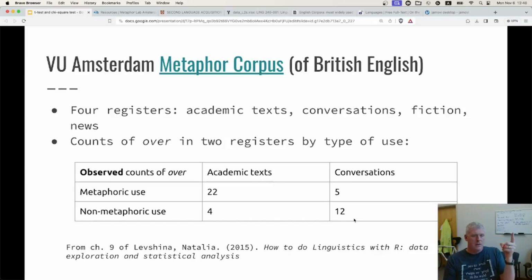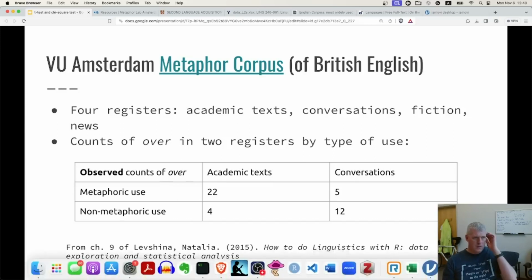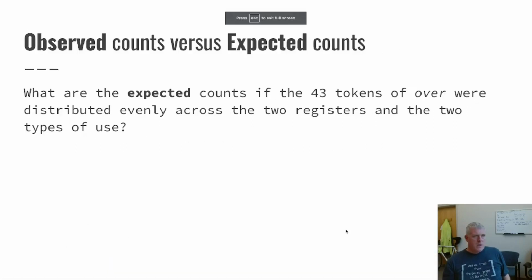We have academic text or conversation. So our variable is register, and it's categorical with 2 levels. And then on the rows here, we have whether it's metaphoric or non-metaphoric uses of over, and we have 2 levels, and that's categorical, like yes or no. There's 2 categories there within that one variable. So again, these are both categorical variables, and we have 2. This is called a contingency table or a crosstab table, are the terms that I hear for this type of thing. So let's move on.